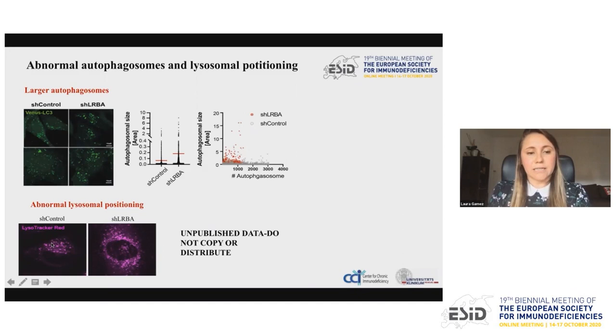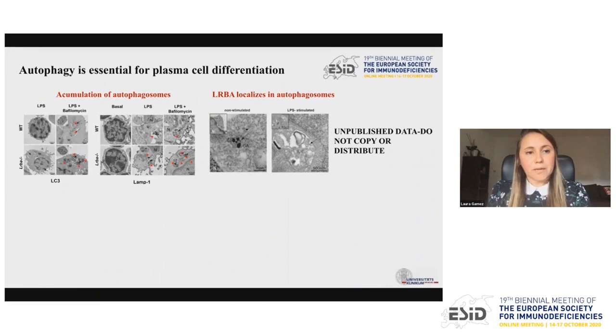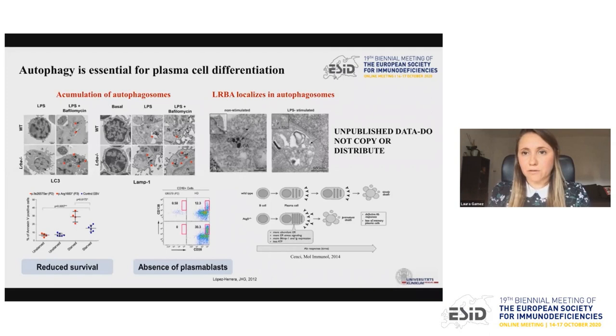When we look at the electron microscopy in B cells from wild-type mice and LRBA knockout mice, before and after stimulation with LPS, we observed in the absence of LRBA an accumulation of autophagosomes and lysosomes. In addition, we also saw that LRBA localized inside the autophagosomes once the B cells are stimulated with LPS. So all these data together let us know that there is an abnormal autophagy happening in the absence of LRBA, and this is correlated to the reduced survival or high apoptosis that we have seen previously in the B cells from our patients, but also in the absence of plasmablasts when we try to differentiate B cells in vitro.